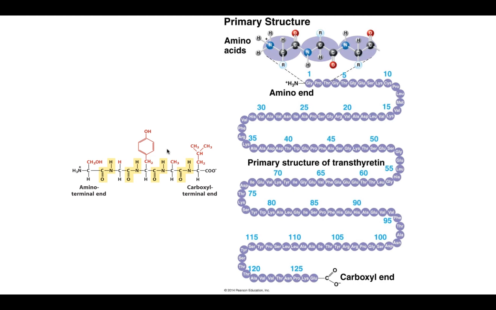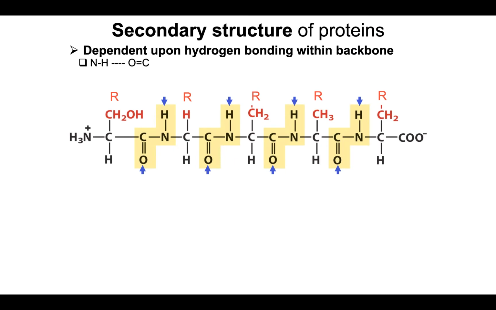peptide bonds. That's it. Next, the secondary structure of proteins now takes into account electronegative oxygens and partially positively charged hydrogens within the backbone of that polypeptide. So again, we're ignoring the R groups. In fact, all I've got written here is R for the R group. R, R, R, R. Right? So those can be anything.